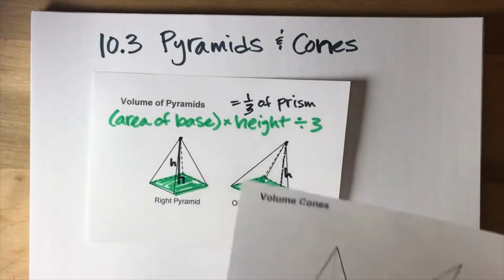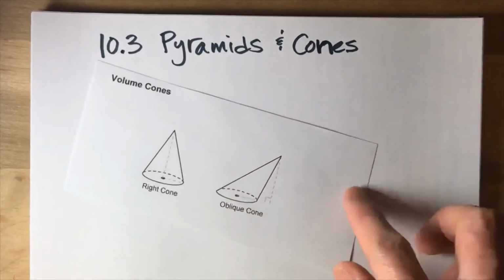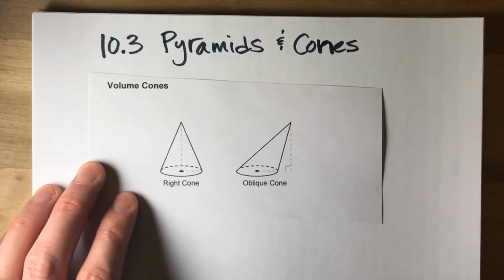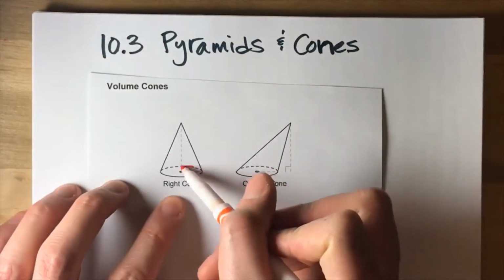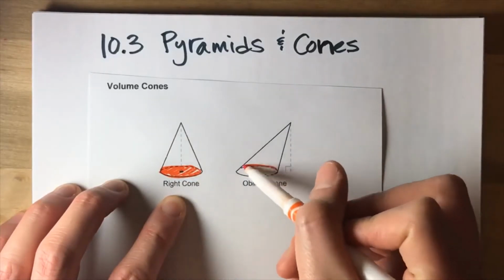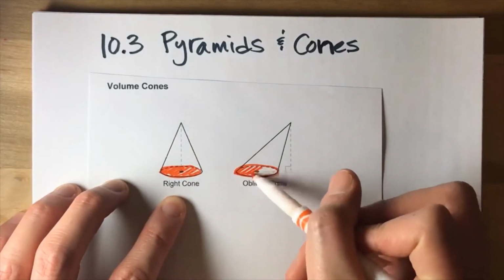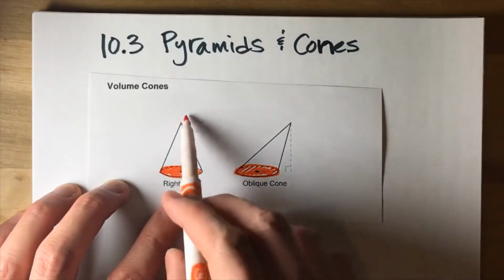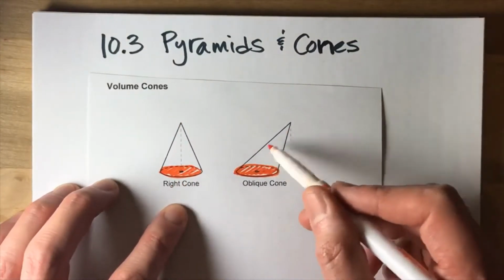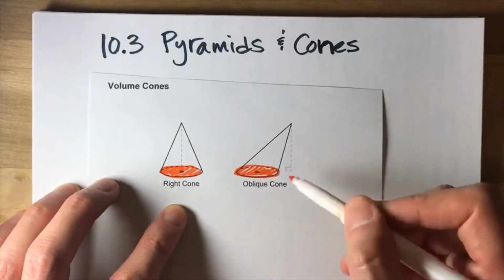Similarly, cones are very much like pyramids. But remember, a cone has a base that's a circle. All right? So you've got a right cone, you've got an oblique cone, just like pyramids. Right cone, the height's perpendicular. An oblique cone, the height is offset because the whole cone is tilted.